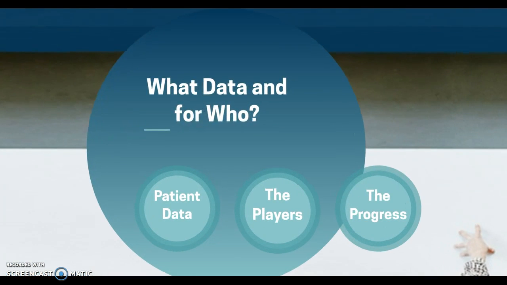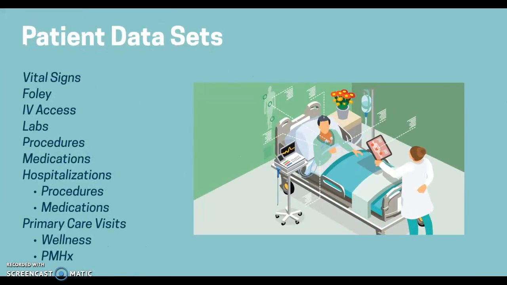So some of the data, what data and for who, right? Well, we're looking at patient data, right? That's our prime key player here. So let's look at what a patient data set may consist of. So I think I alluded to a little bit at the beginning here, right? We've had vital signs, Foleys, if they had a Foley, if they haven't had a Foley. Do they need a Foley? What kind of IV access do they have? How long has it been there? What laboratory tests have they had, to look at results? What procedures have they had currently or in the past? What medications are they on? What medications can't they be on? What are their allergies, right?